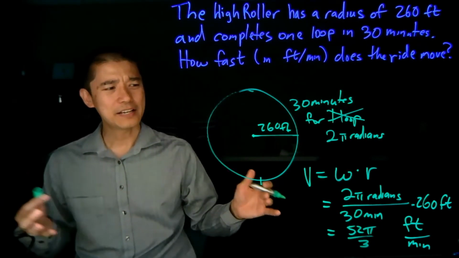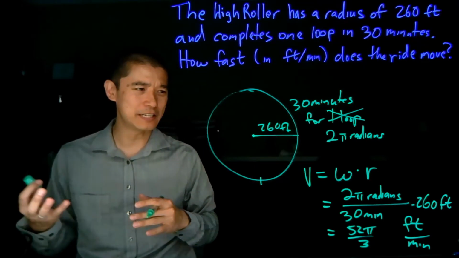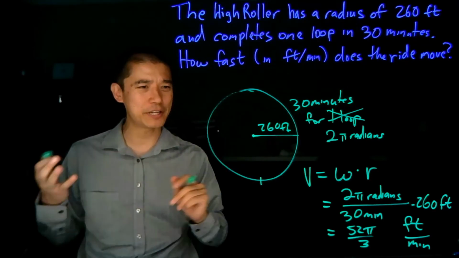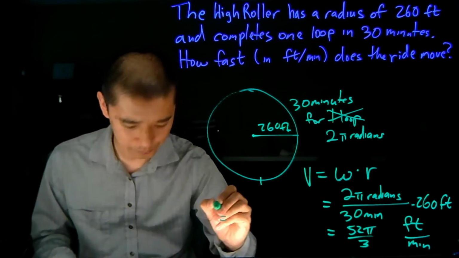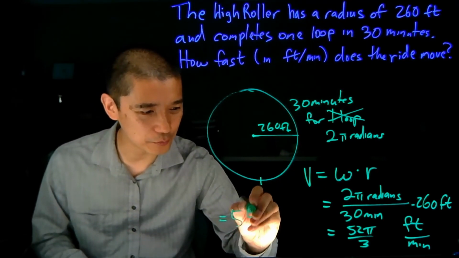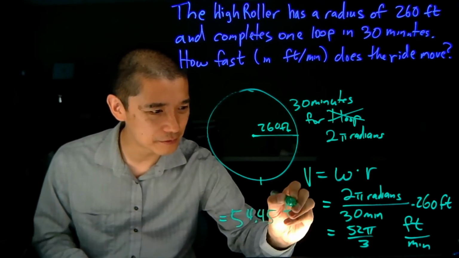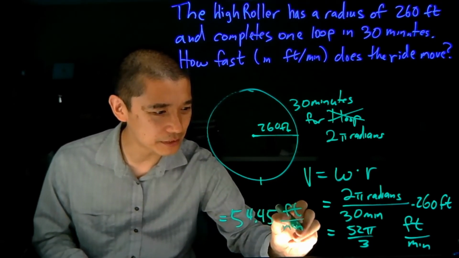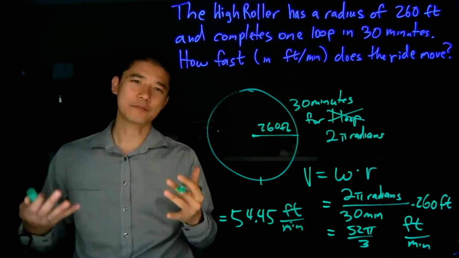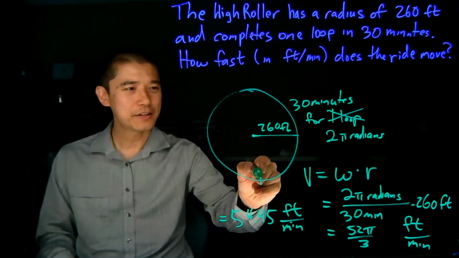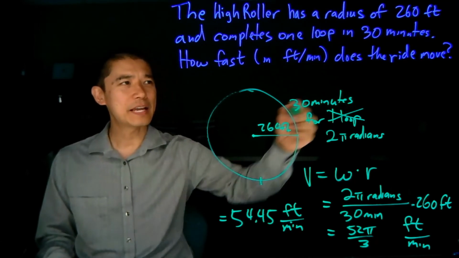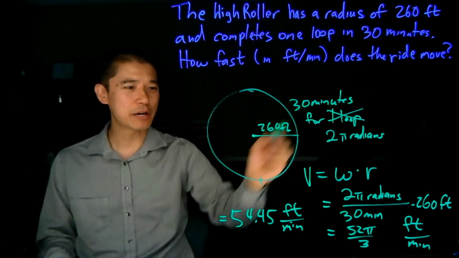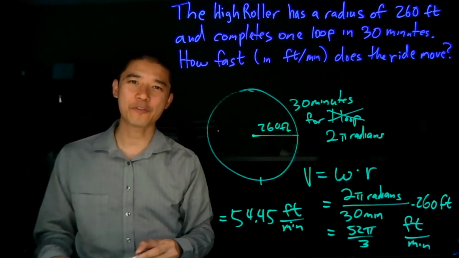Now again, this value with pi written in it, this mathematical expression, doesn't really help us understand. So instead we're going to plug this into a calculator, and when you do, you get the value of 54.45 feet per minute. What does this mean? So every minute that goes by, the cart moves about 55 feet. And that answers the question. How fast does the ride move? The ride moves 54.45 feet per minute.